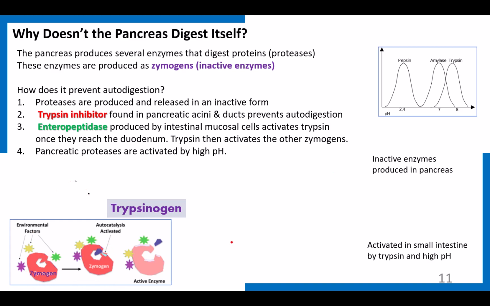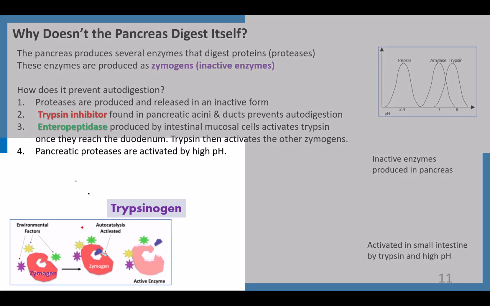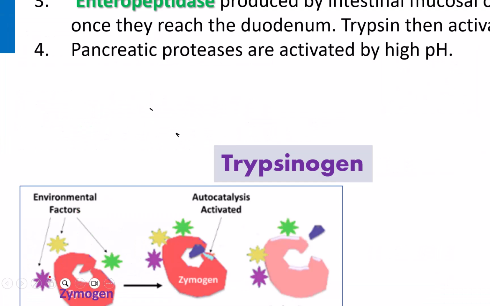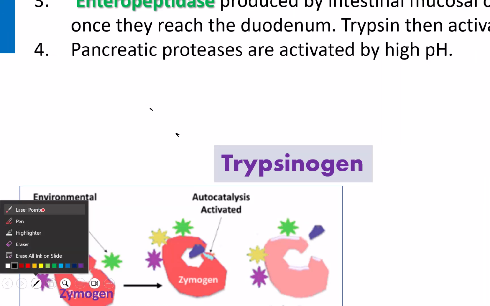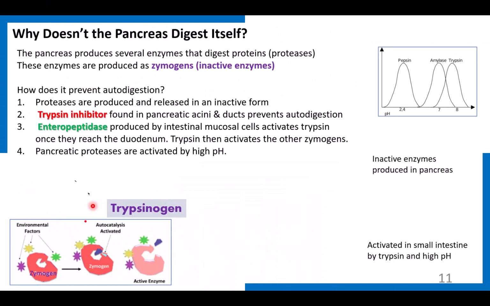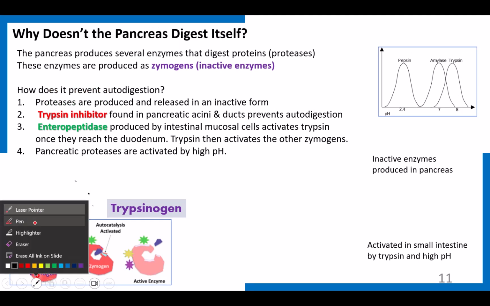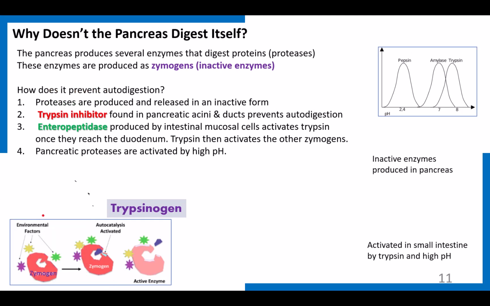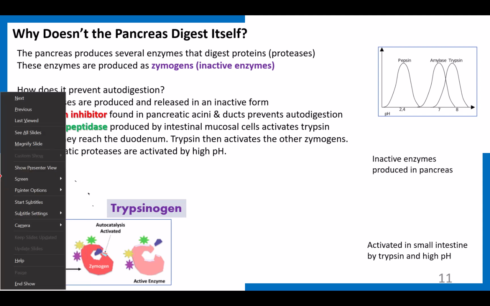When it's produced as an inactive enzyme, it doesn't digest proteins. Trypsin inhibitor is also found in the pancreatic acinar cells, in the ones that produce exocrine glands.